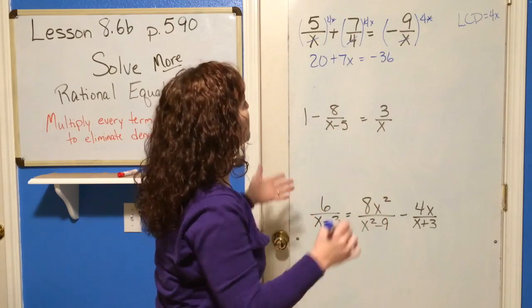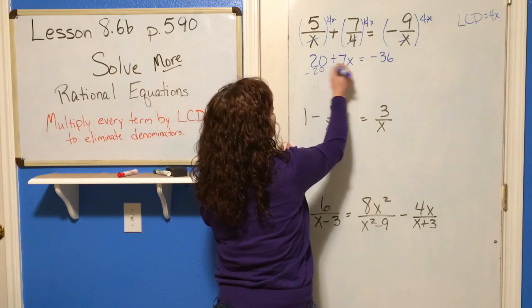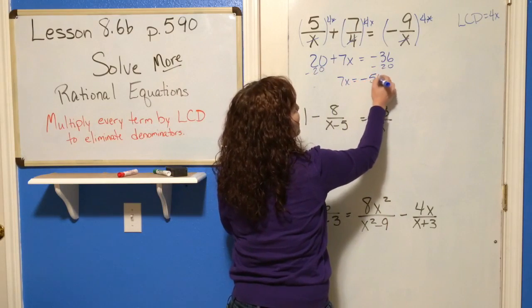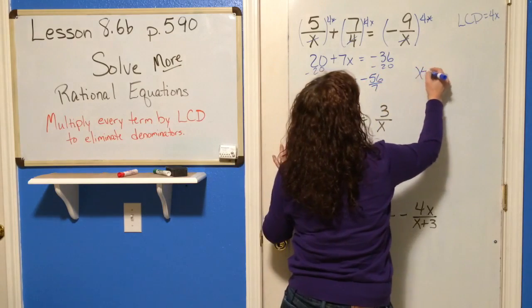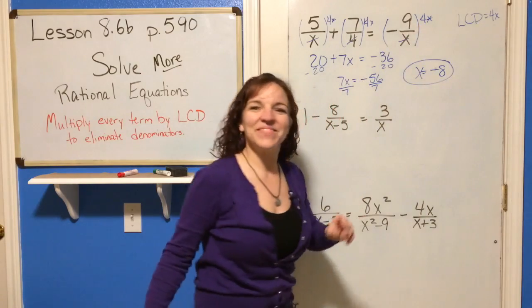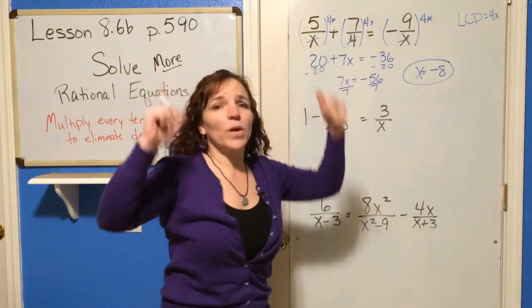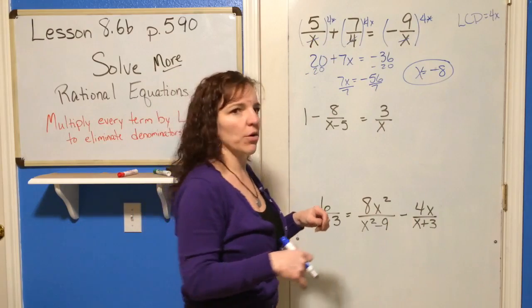Ta-da! All right, so let's just subtract 20 from both sides. So 7x equals negative 56. Divide by 7. So x equals negative 8. Done. All right. So once you've eliminated those denominators, then it's just a quick, easy equation. That's why I went fast through that. You know how to solve equations by now, or you should.